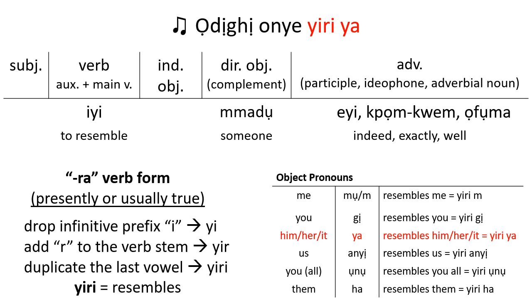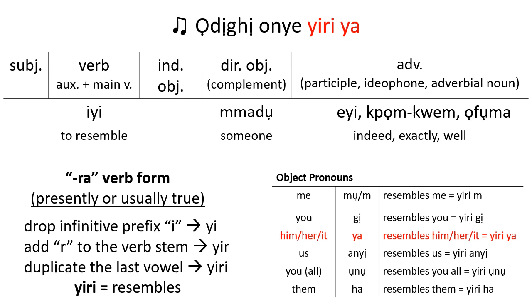Mu or gi, ya, anyi, unu, and ha are the object pronouns that come after a verb. So now we can change the sentence to say Ọdi onye yiri mu or Ọdi onye yirim. No one resembles me. Ọdi onye yiri gị. No one resembles you. Ọdi onye yiri anyị. No one resembles us.